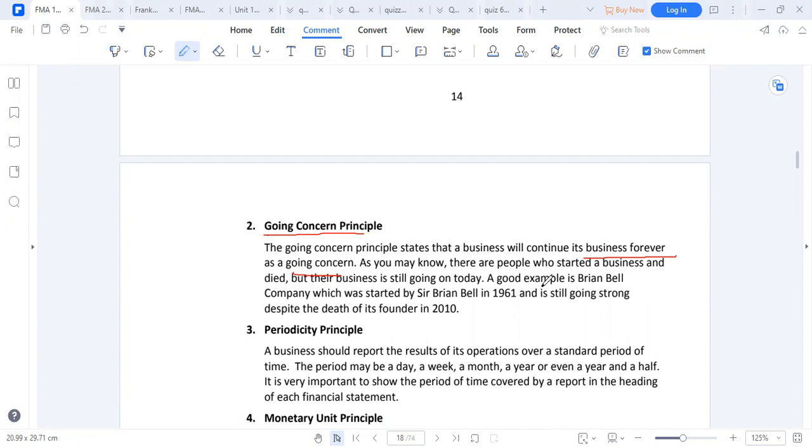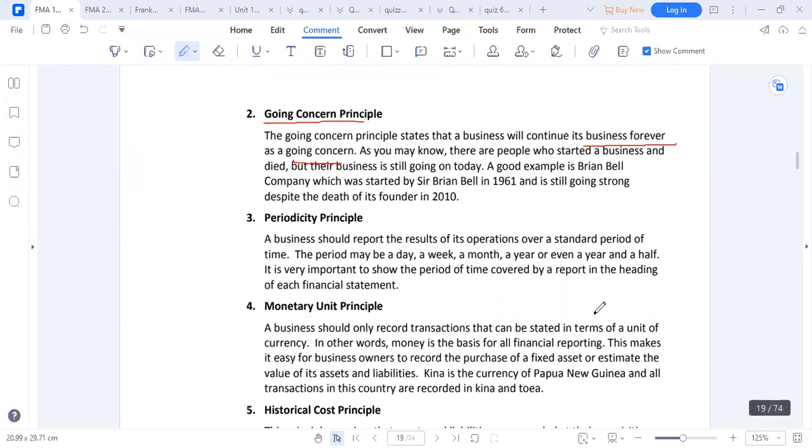Periodicity simply assumes that the result of its operations must also have a standard time period where you should be reporting either after every day, a week, a month, or half a year, or every year. So it simply assumes that there should be a period as at which you are going to give a financial statement. The monetary principle simply assumes that all transactions must be in monetary form.